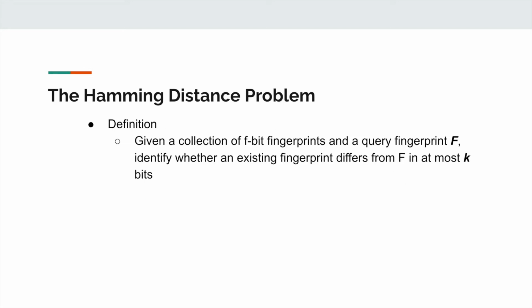The paper defined the Hamming distance problem as identifying whether an existing fingerprint differs from f in at most k bits, given a collection of f-bit fingerprints and the query fingerprint f. In a near duplicates detection system, if k equals 3, then we consider fingerprints that differ from the query fingerprint f in at most 3 bits to be near duplicates of f.